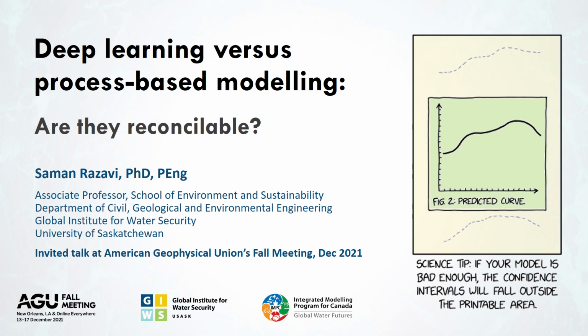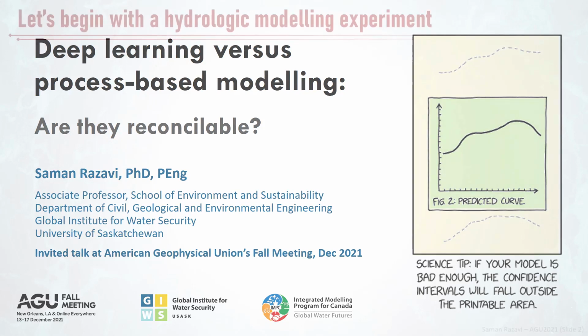Hello, I am Saman Razavi, and in this short pre-recorded AGU talk, I'm going to look at differences between deep learning and process-based modeling. The former is a data-driven modeling process using a modern class of artificial neural networks, while the latter is about modeling based on the knowledge-based and the known mechanics of real-world systems. An overarching question here is if and possibly how these two fundamentally different modeling paradigms may be reconcilable.